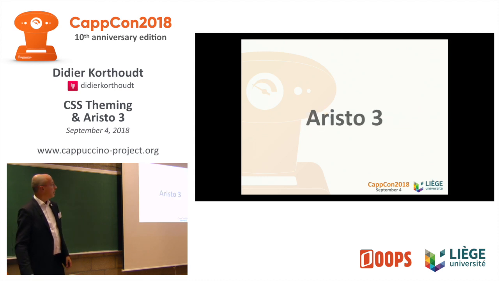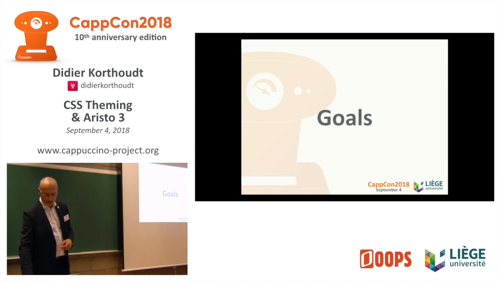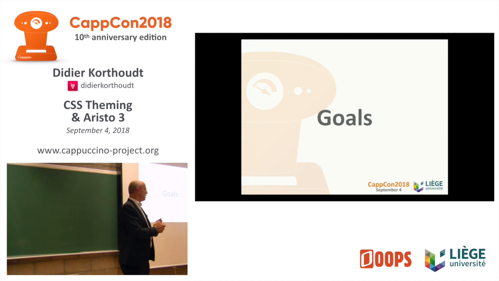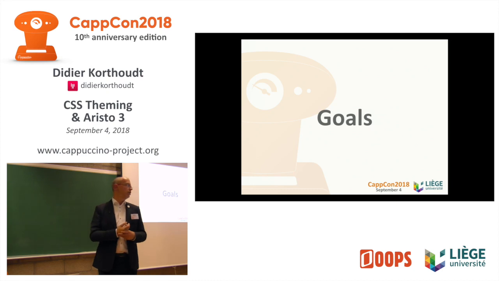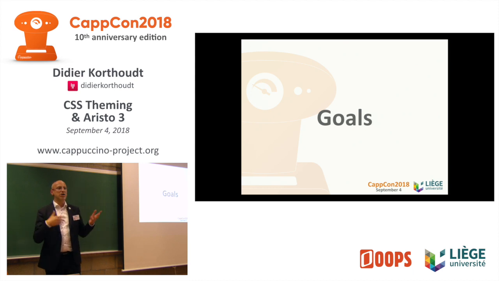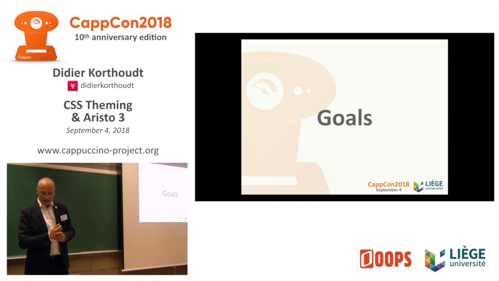So, having CSS theming, I can begin to work on Aristo 3. The goal of Aristo 3, and we discussed this yesterday evening, is that Aristo 3 is not a masterpiece of artwork. The main goal is to have a default theme coming from Cappuccino, where you are sure that what you have in Xcode Interface Builder will be exactly what you get in the browser. So no great imagination toward something sexy and so on. No, it should be exactly the same as possible.